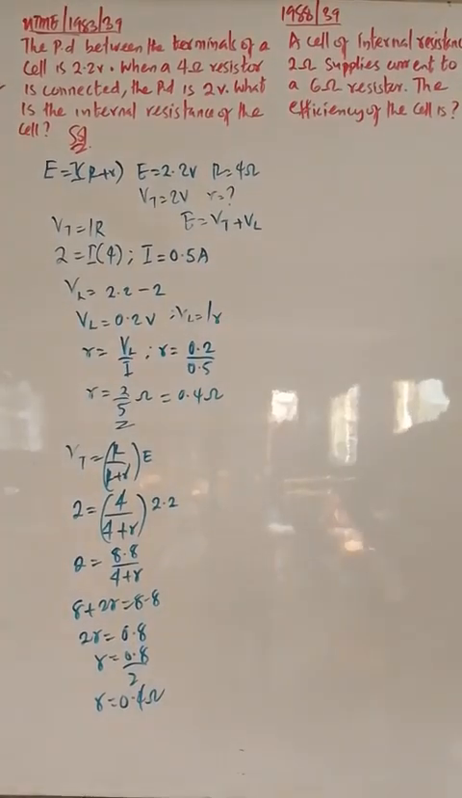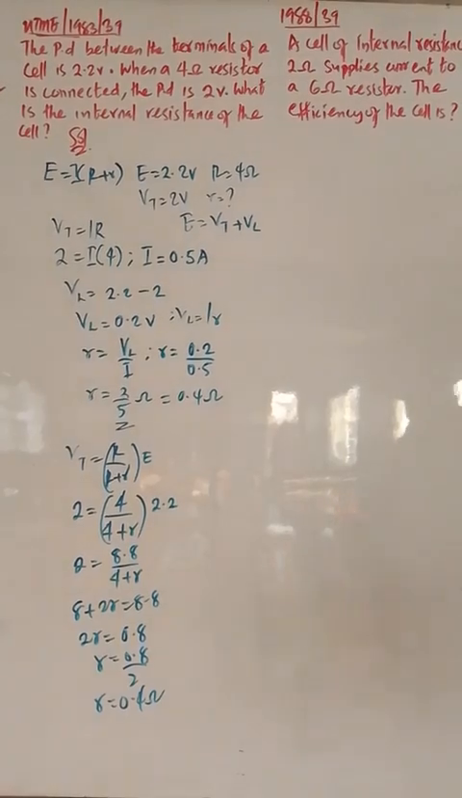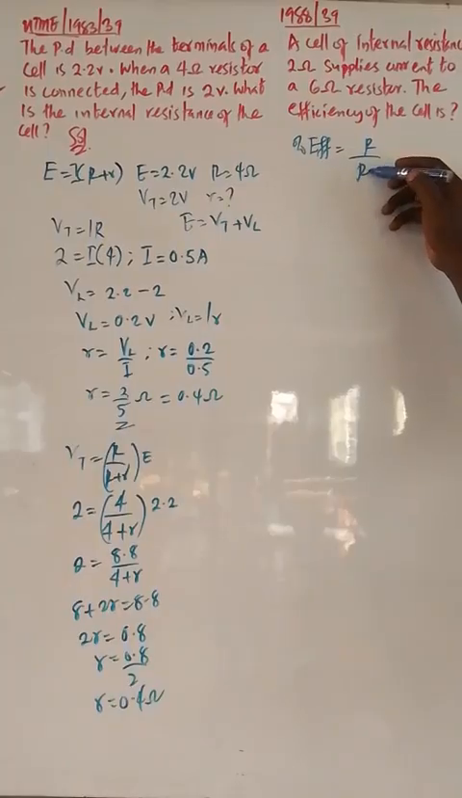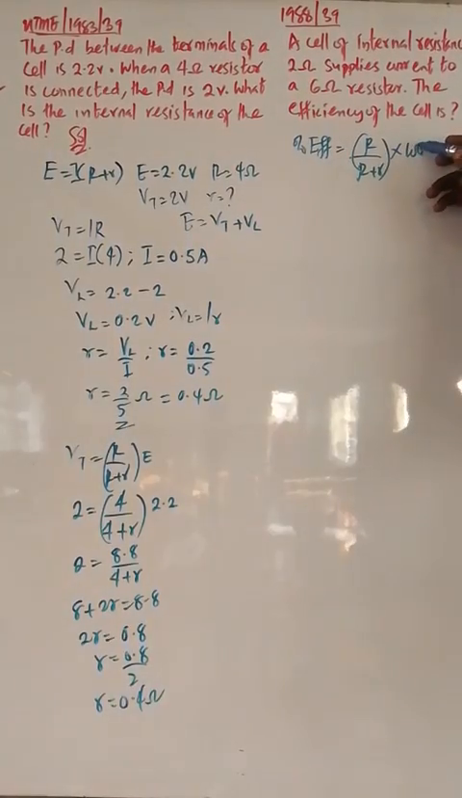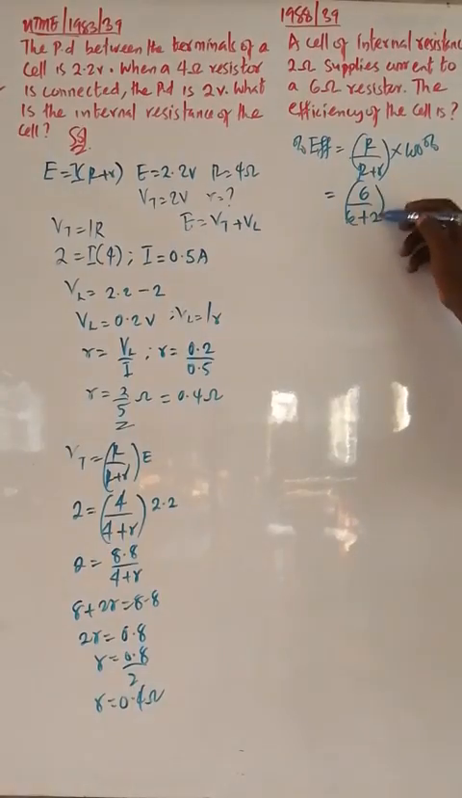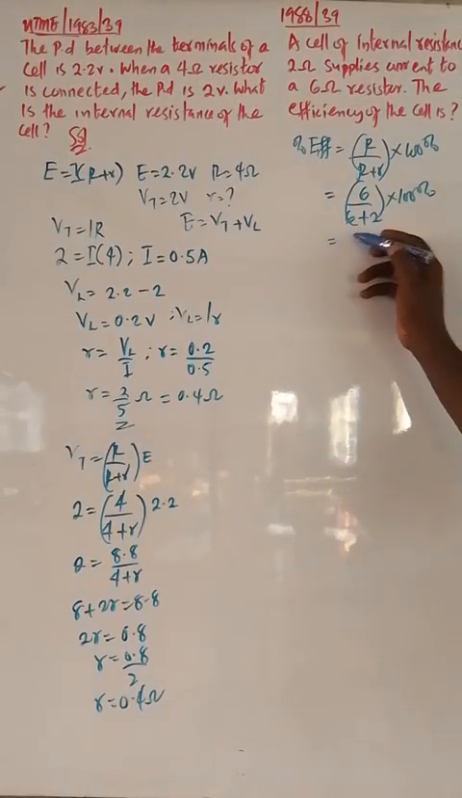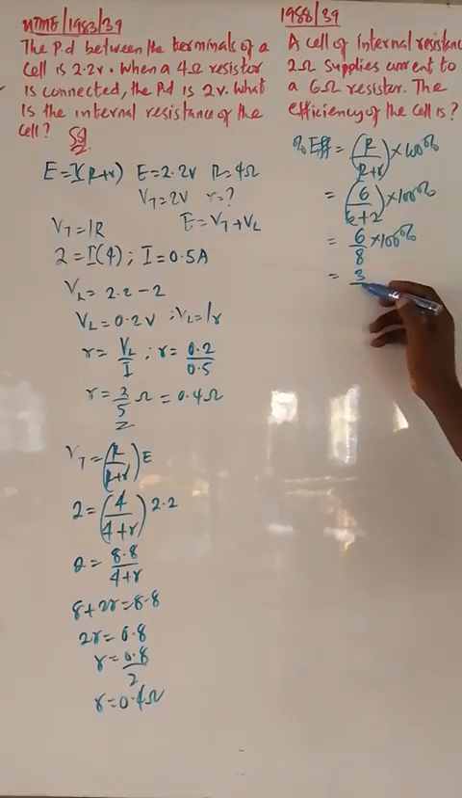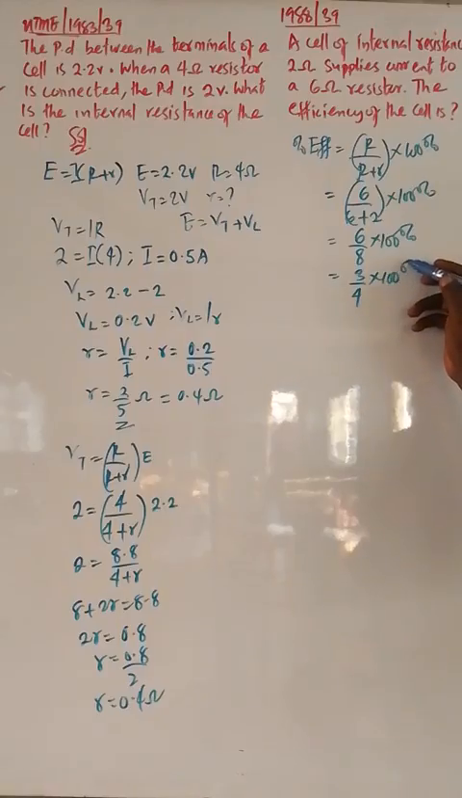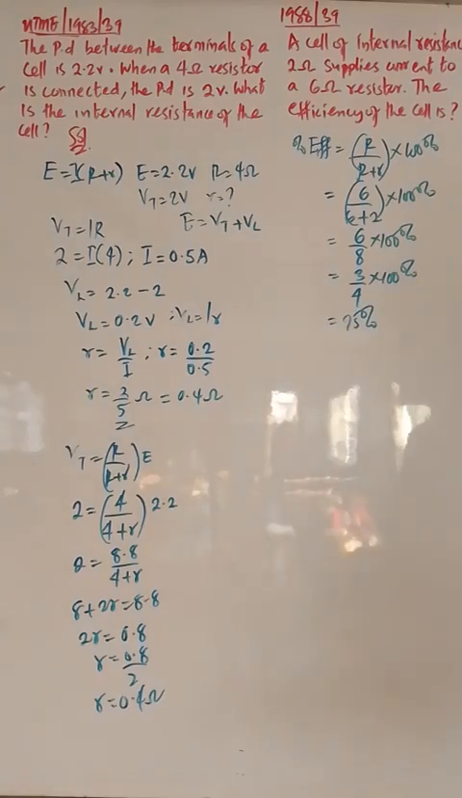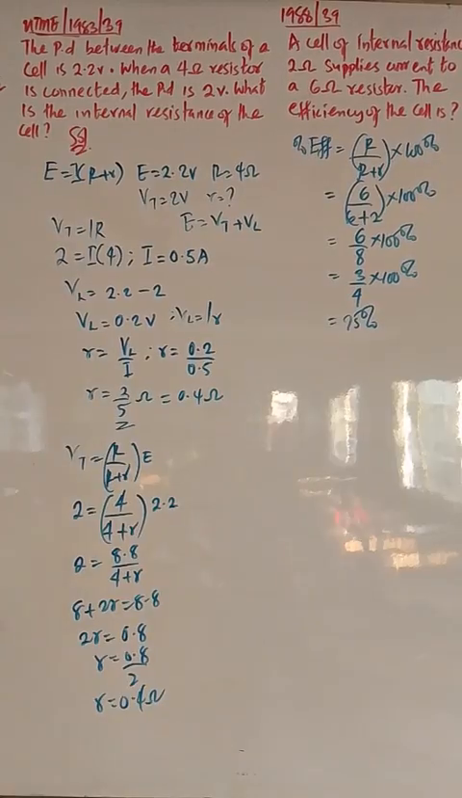The next question is on efficiency of a cell, and during the course of lecture we already said that the efficiency equals R over R plus r, times 100%, as simple as that. So big R is 6, small r is 2, times 100%, and that's 6 over 8 times 100%, and that is 3 over 4 times 100%. So 4 in 100, 25. 25 times 3, that will be 75%. So the efficiency of the cell is 75%.